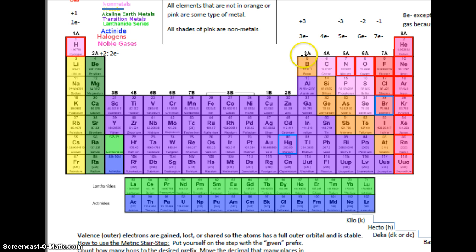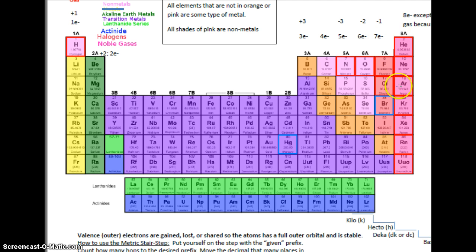2. Group 3A, because we skip the middle messy transition metals, because these guys can have multiple charges, and we'll talk about these guys later. So group 3A has how many valence electrons? 3. Group 4A has how many valence electrons? 4. Okay, group 5A has how many valence electrons? 5. Group 6A has how many valence electrons? 6. Group 7A has how many valence electrons?